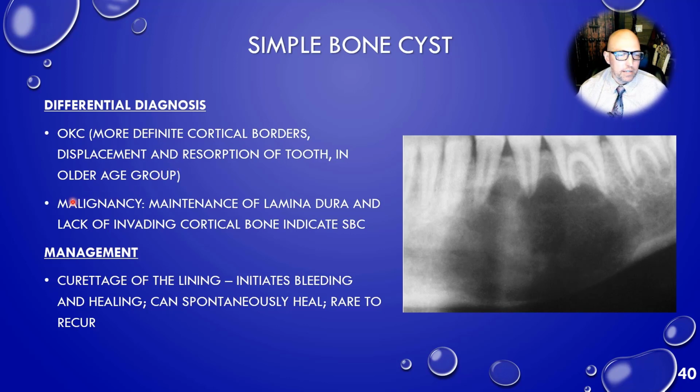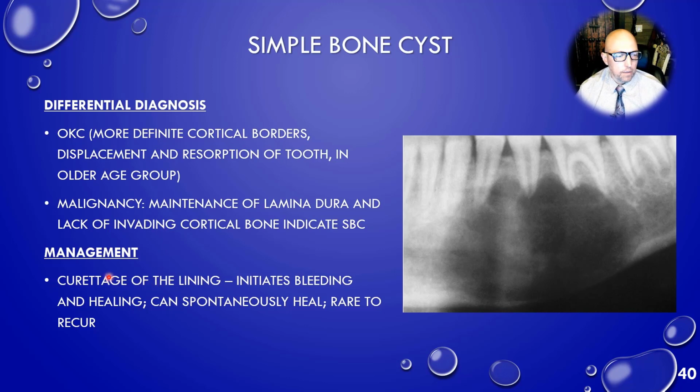Sometimes simple bone cysts, we said, can have an ill-defined border, a blended border, so you might mistake it for malignancy. But look for areas where it shows at least some sign of a corticated border. Look for that lamina dura to remain intact as a sign of a simple bone cyst rather than a malignancy.